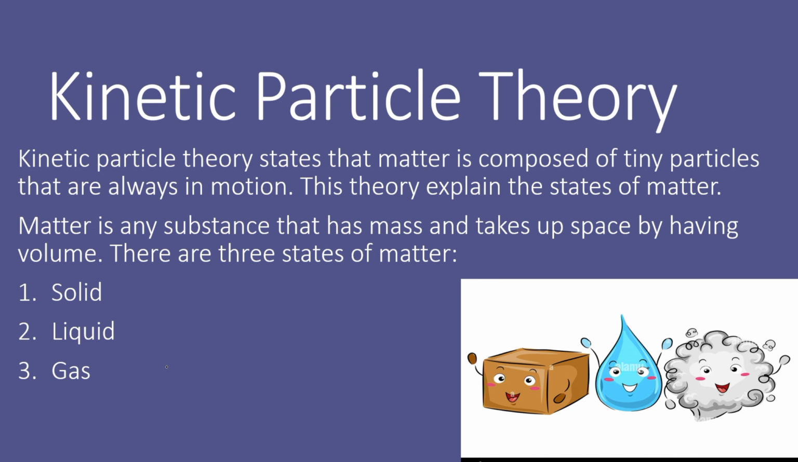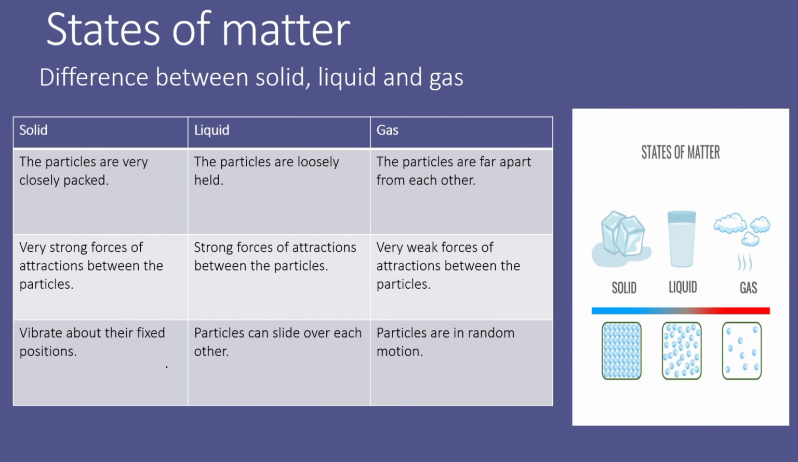So matter is any substance that has mass and takes up space by having volume. There are three states of matter: solid, liquid and gas. Again, what is matter? Matter is anything that has mass and space. So let's discuss the three states of matter. What are the differences between them?